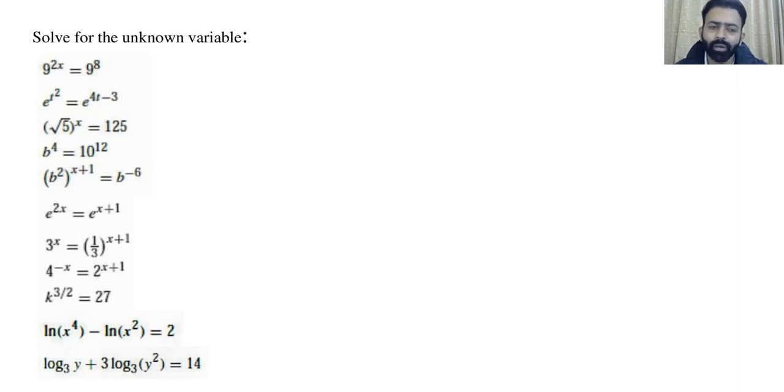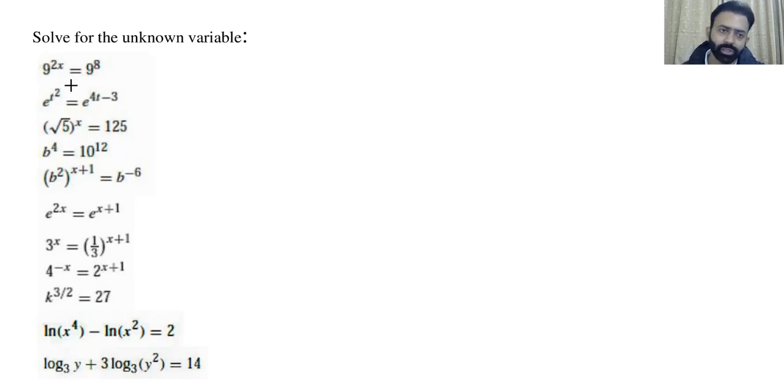So let us start. The first example, as you can see, is 9 raised to power 2x is equal to 9 raised to power 8. Now whenever we are solving any equation which involves exponents and the variable is in the exponent, there are two things we need to keep in mind. First thing is that if bases are same, then exponents have to be equal and vice versa. Meaning, if exponents are equal, then bases have to be same, or if bases are same, then exponents have to be equal. This simple rule we will follow to solve exponential equations.